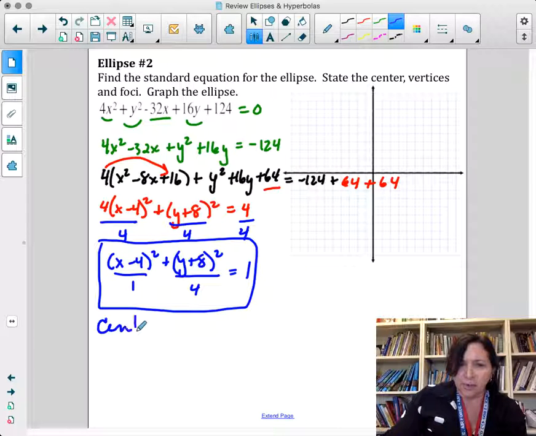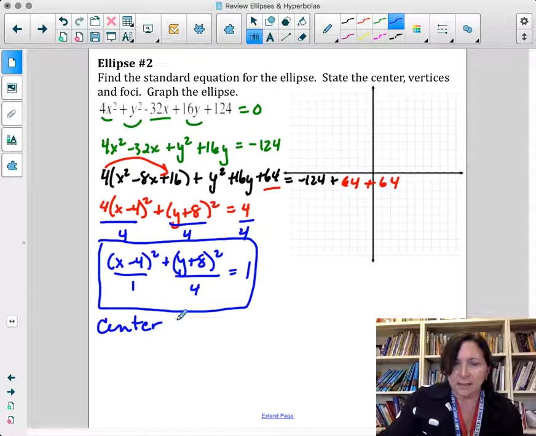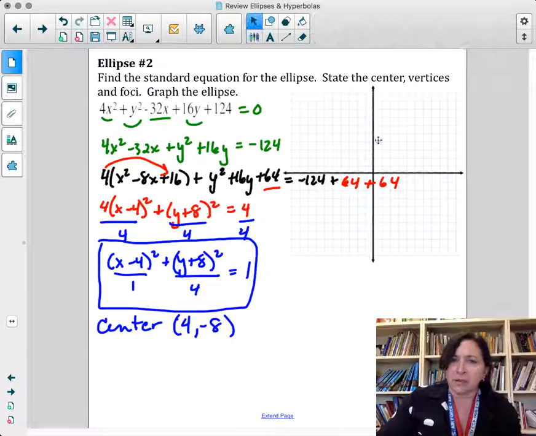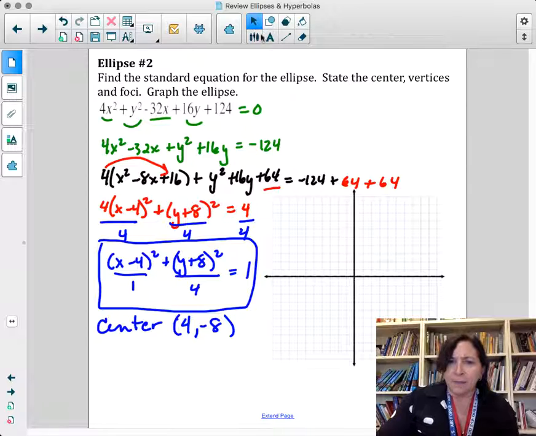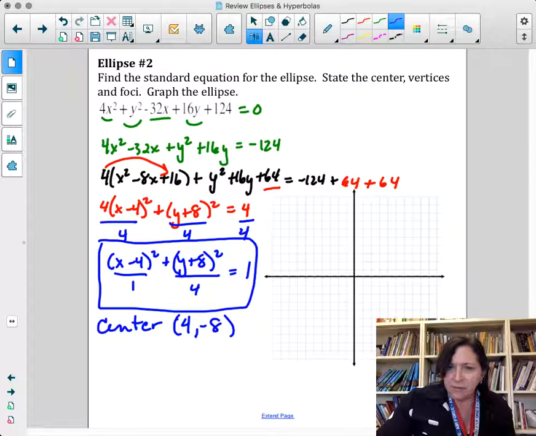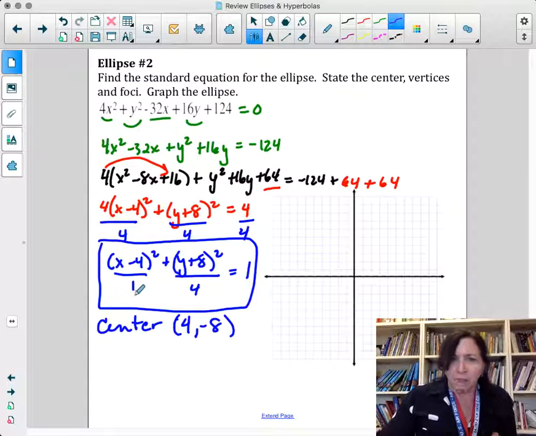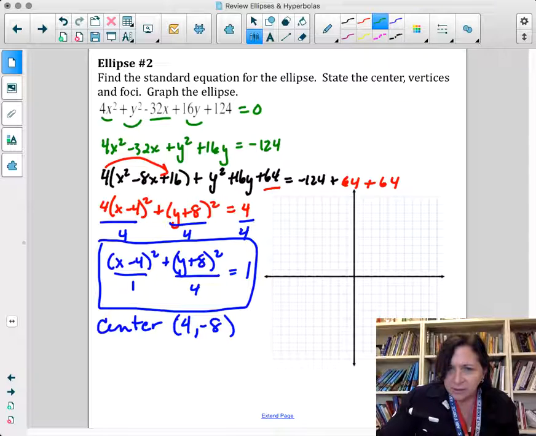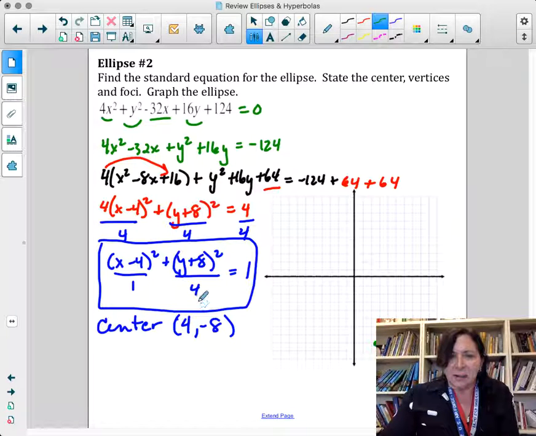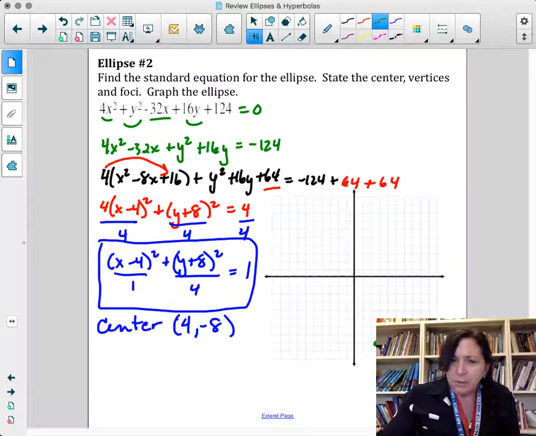My center, so you're going to have to list all these attributes of the ellipse. So my center is at 4, negative 8. So I'm going to actually start graphing this, okay? I'm going to put in 4 and then negative 8, so that's right around here. So that's my center, 4, negative 8. In the x direction, I'm going to take the square root of whatever's underneath the x. So the square root of 1 is 1. So in the x direction, to the left I'm going to go 1, and to the right I'm going to go 1. And underneath the y, I'm going to go the square root of 4, which is 2. So I'm going to go up 2 and down 2. And then I'm going to connect my dots, or my vertices.